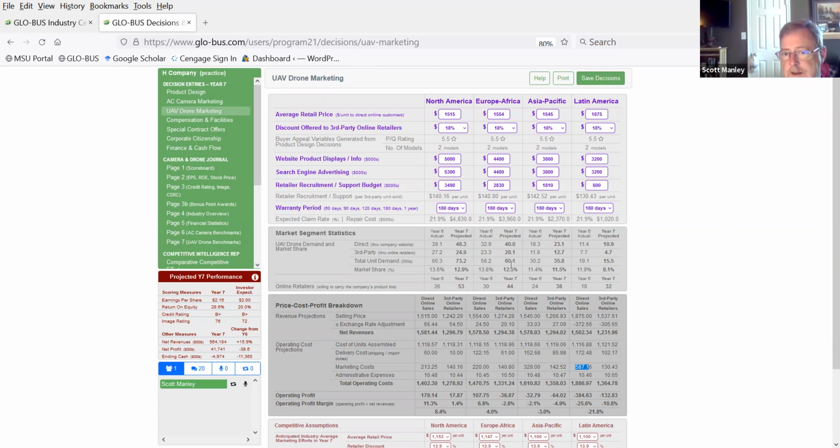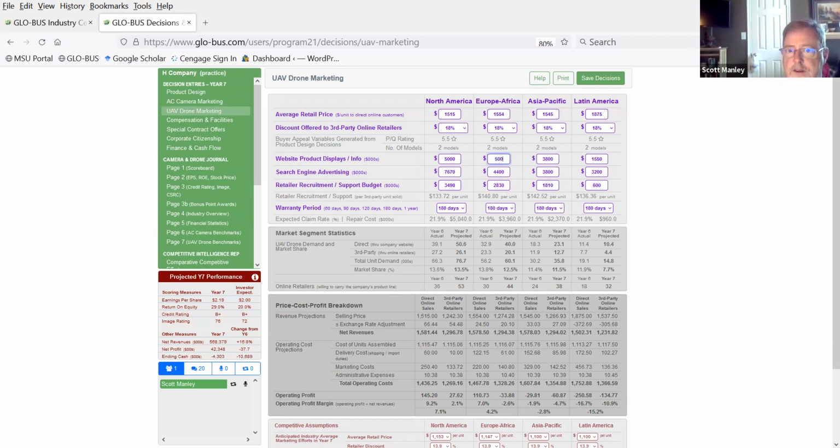I want to spend $100 per unit on website displays. The problem is here that I don't have enough. I'm spending about 200. Okay, so I'm going to come in here and I'm going to spend 7,320,000. And notice how that increased my demand to 76,400.